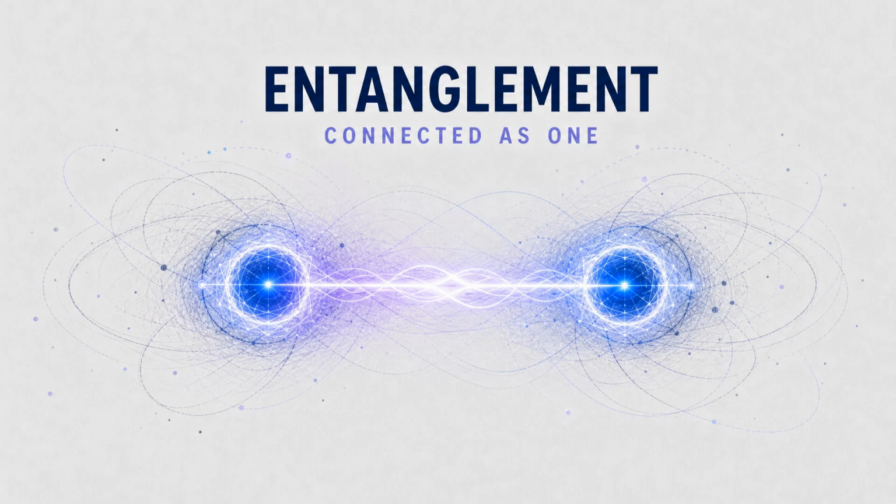Another key idea is entanglement. When qubits are entangled, you cannot fully describe each one separately. Their states are connected as one larger system. This lets a quantum computer represent certain patterns in a compact and deeply linked way.